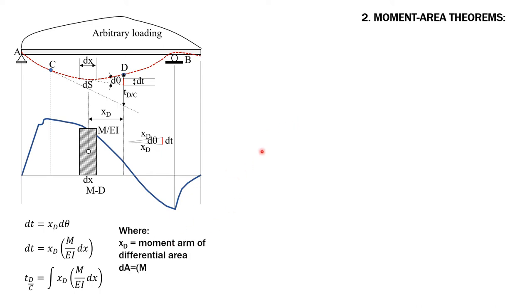So x̄d is the moment arm of the differential area, and dA is M over EI dx, the differential area of the strip. From integral calculus, we have this tool that area times x̄ is equal to the integral of x sub c dA, and we derive this formula.